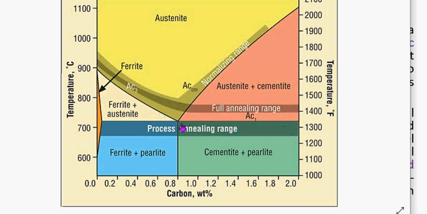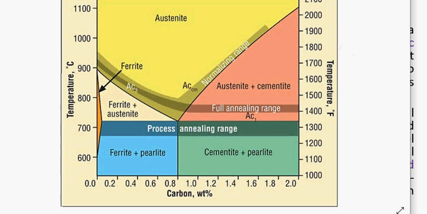Anything here, the heating has to be done above this, at least 55 degrees above it, and allowed to change, because when you're moving from this phase to the other there is a change in structure. So this is basically the difference between normalizing and full annealing.